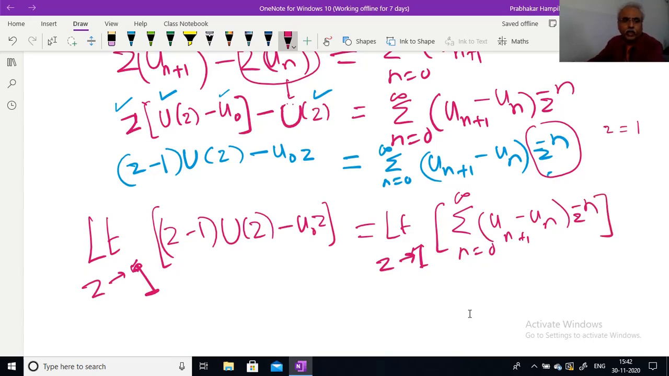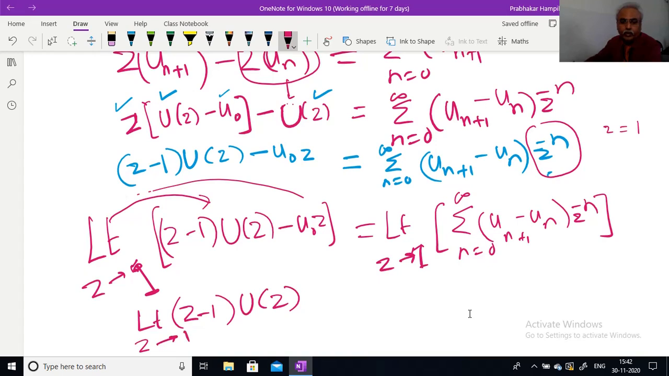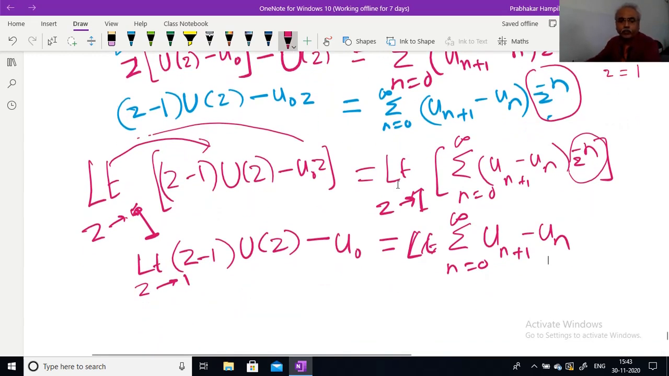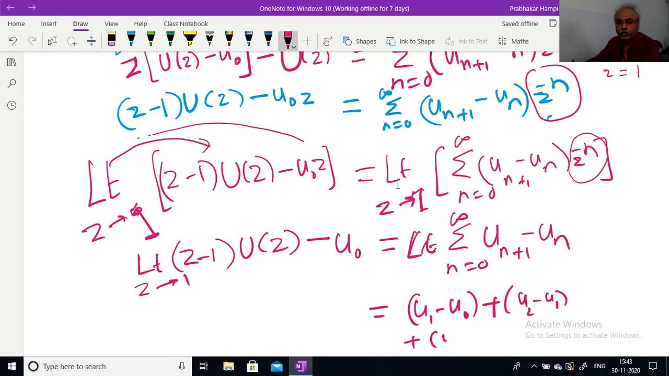Now on the left hand side there are two terms: the limit of the first term minus the limit of the second term. So the limit of the first term I will keep as it is because it is the left hand side of the theorem's main statement. Minus, if I put z equal to 1, it becomes u naught. On the right hand side, when I put z equal to 1, this part becomes 1. So it is nothing but the summation n equal to 0 to infinity of (u_(n+1) minus u_n). Now there is no limit in the right hand side. I can go on expanding it: n equal to 0 gives the 1 and 0 combination, next n equal to 1 gives the 2 and 1 combination, like that 3 and 2.